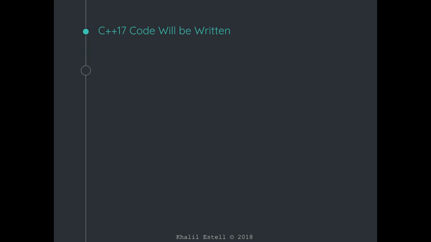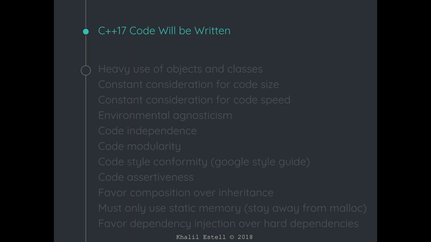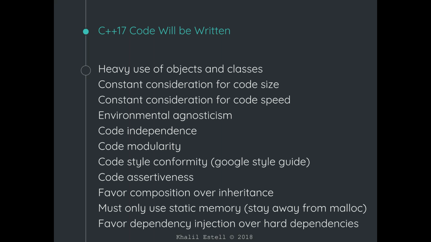Now, the code will be written in C++17, and here are some things that you need to consider. One, we'll be having a heavy use of objects and classes. There'll be constant consideration for code size, constant consideration for code speed. The system should be as environmentally agnostic as possible.